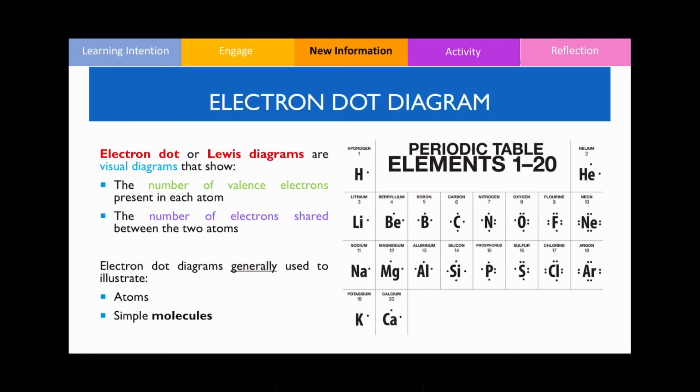So the electron dot diagram or the Lewis dot diagram are visual diagrams that show the number of valence electrons present in each atom within the molecule, and they also show you the number of electrons actually being shared between the atoms. We generally use this kind of visual diagram only to represent simple atoms, so just atoms by themselves, or simple molecules, so molecules that only have a few nonmetal atoms attached to each other. Over here, you could also draw the Lewis dot diagram showing each individual atom, as you can see, and they only represent the valence electrons.